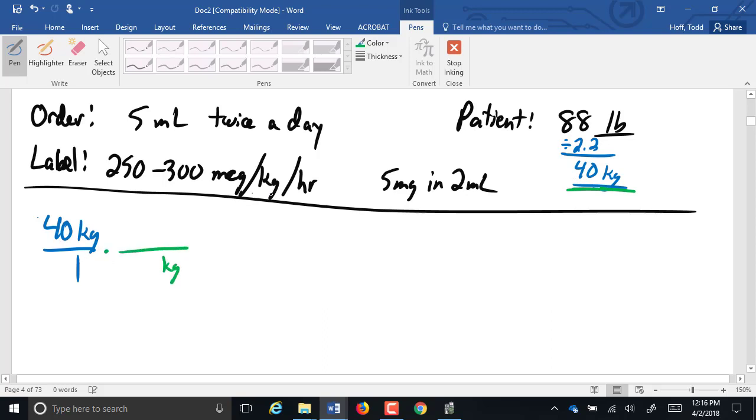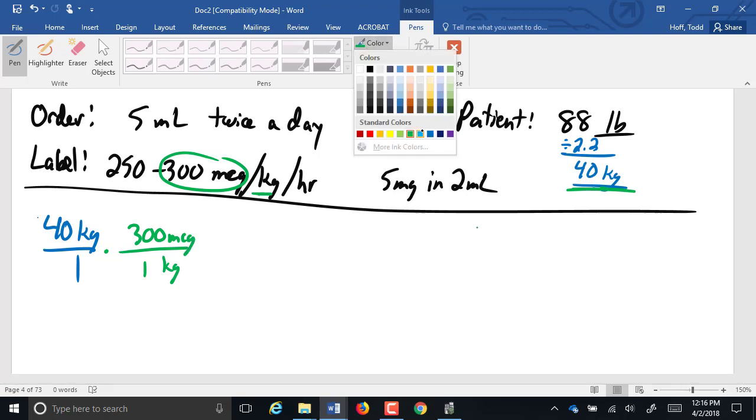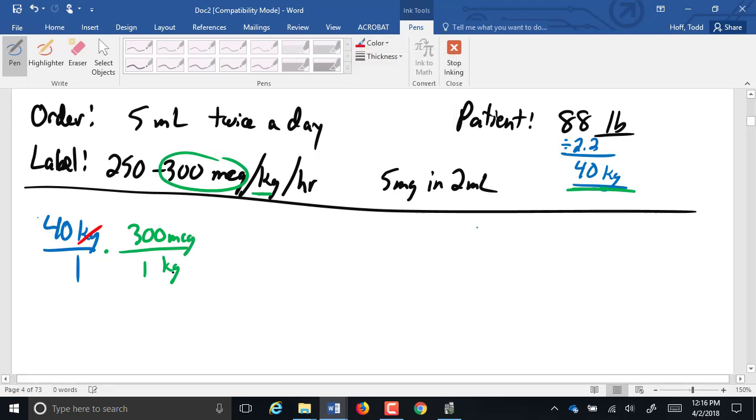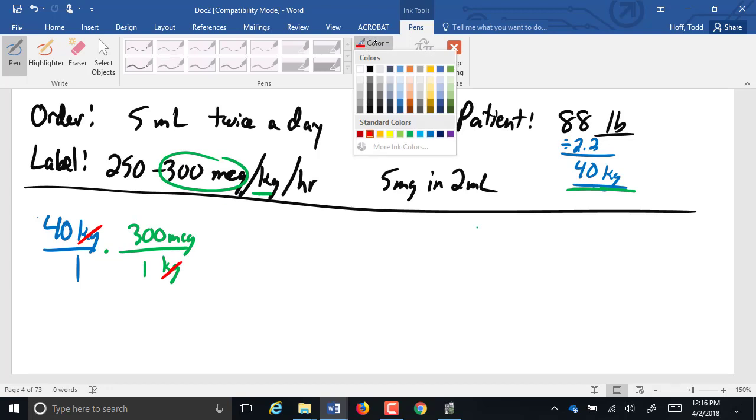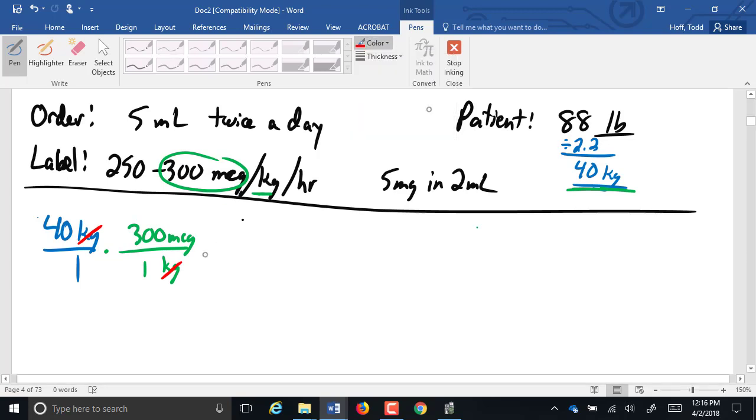Getting rid of the kilograms, 1 kilogram. We're going to do the maximum again. You'll notice that's 300 micrograms. So the kilograms have canceled out, but we have micrograms that we're going to have to get rid of. We're going to go ahead and do that right now. We need milligrams for our concentration here. So 1 milligram is 1,000 micrograms.